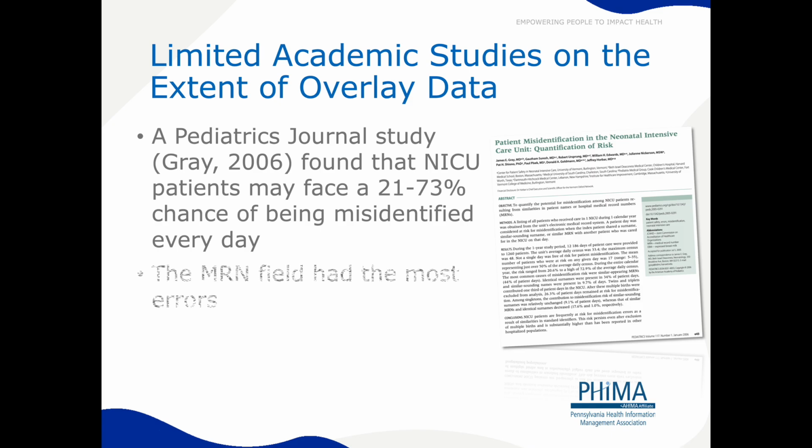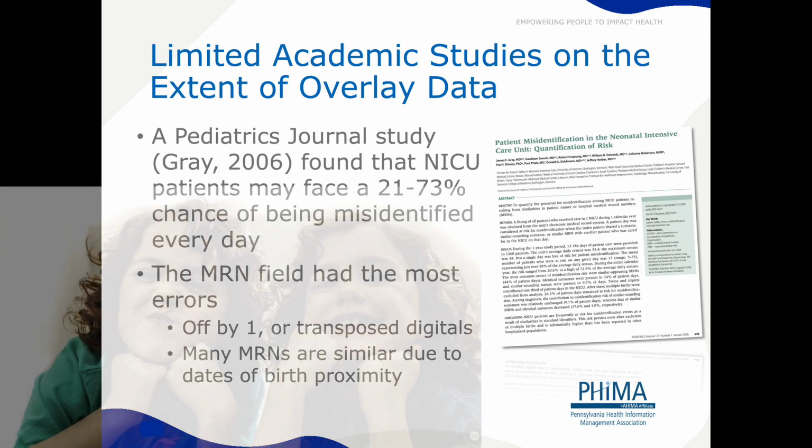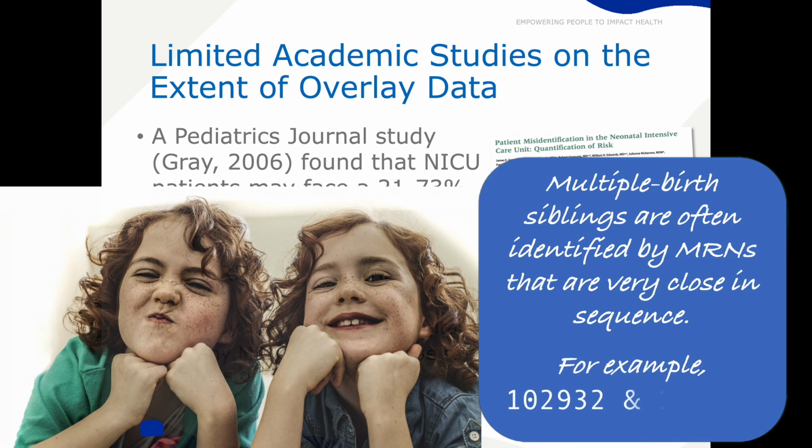The MRNs are also similar, not just the last names and first names, but also the medical record numbers, off by one or a small number of digits because of how MRNs are assigned in a sequential nature. That's how we often can determine if two patients are multiple birth siblings or not, if the MRNs are close.